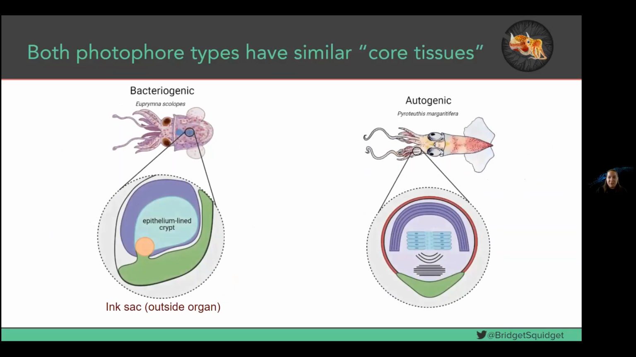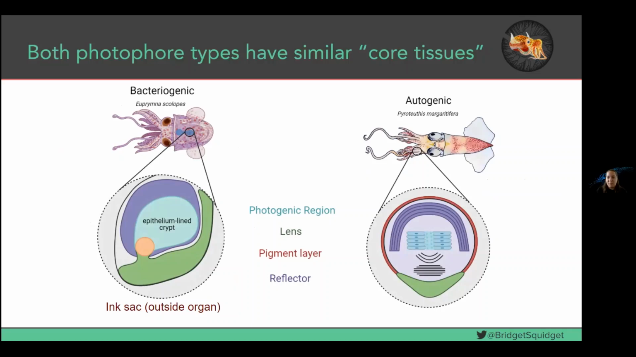Going back to our different photophore types, we did notice that there are a lot of similar core tissues. So both types have this photogenic region, they have a lens, pigment layer. For the bacteriogenic ones, the ink sac functions as the pigment layer. And then there's also this reflector.